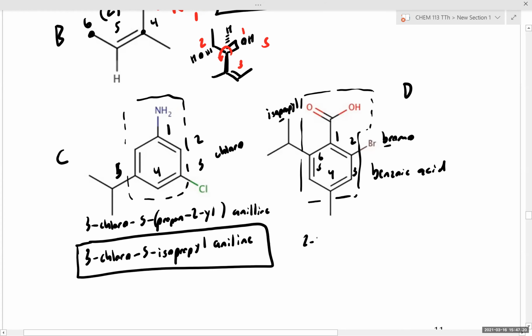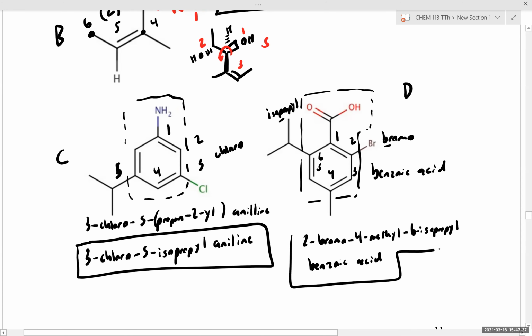So this would be named as 2-bromo-4-methyl-6-isopropylbenzoic acid. Okay, good. I was worried I was going to get the weird computer name for this compound that names it as a benzene derivative.